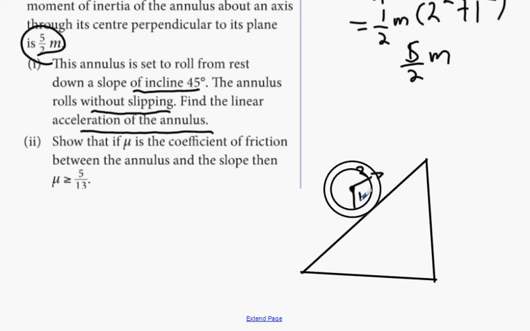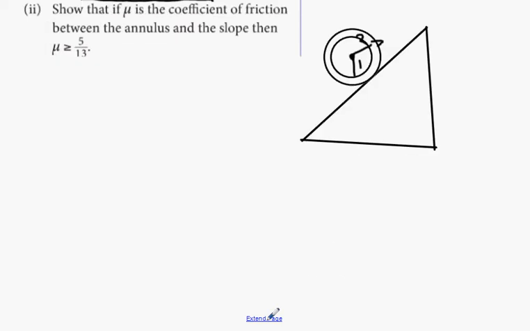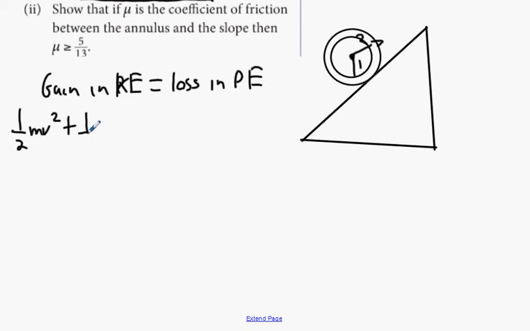Okay. Anybody remember how to start these questions again? We've started the last 2 questions this way. Gain in KE equals loss in PE, conservation of energy. Okay. Gain in kinetic energy, once again, a half mv squared plus a half I omega squared equals mgh, where h is the loss in height of your object.